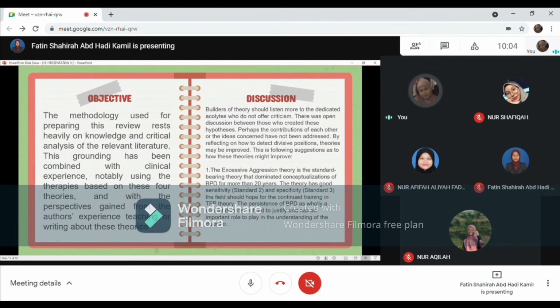The first one, the excessive aggression theory, is the standard-bearing theory that has dominated the conceptualization of BPD for more than 20 years. The theory has good sensitivity, standard 2, and specificity, standard 3. The field should hope for continued training in TFP theory. The persistence of BPD as fully a conflict disorder is hard to justify, and it has an important role to play in the understanding of the disorder.